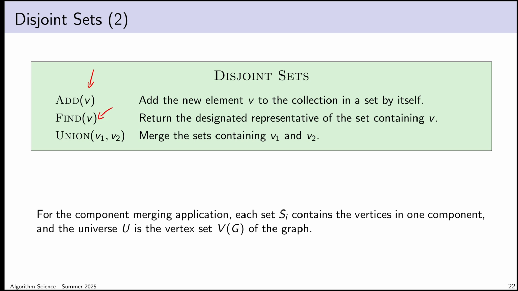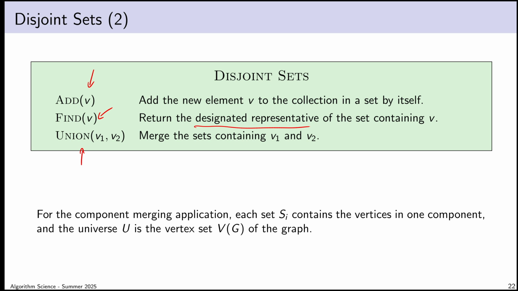For any element in my universe, I can call the find operation, which returns the designated representative of the set containing that element. So at any given time, each of the sets in my collection has a designated representative element. And the find operation gives me the representative for every element set. And that's one way of deciding whether two elements are in the same set or not. And then there's the union operation that takes two elements and merges the sets containing them. If both elements are in the same set, then the merge does nothing. We're just merging a set with itself. Otherwise, we irrevocably turn those two sets into one bigger set.